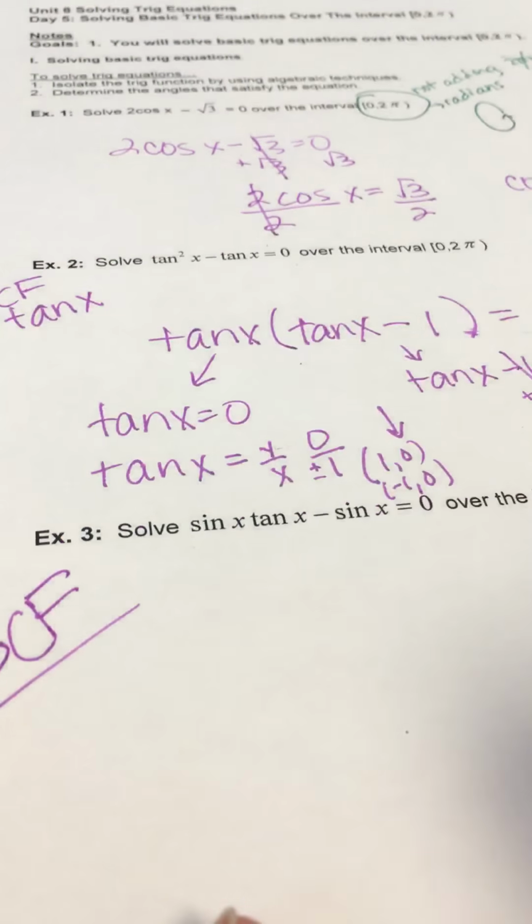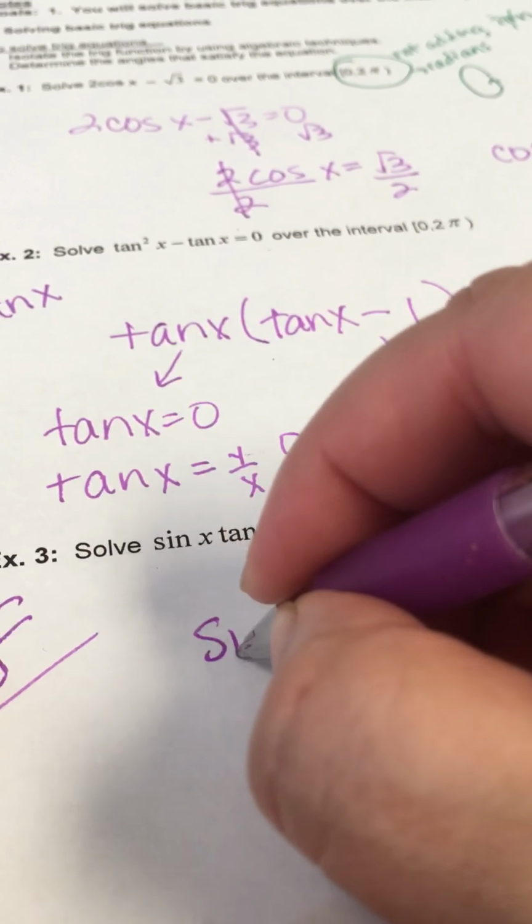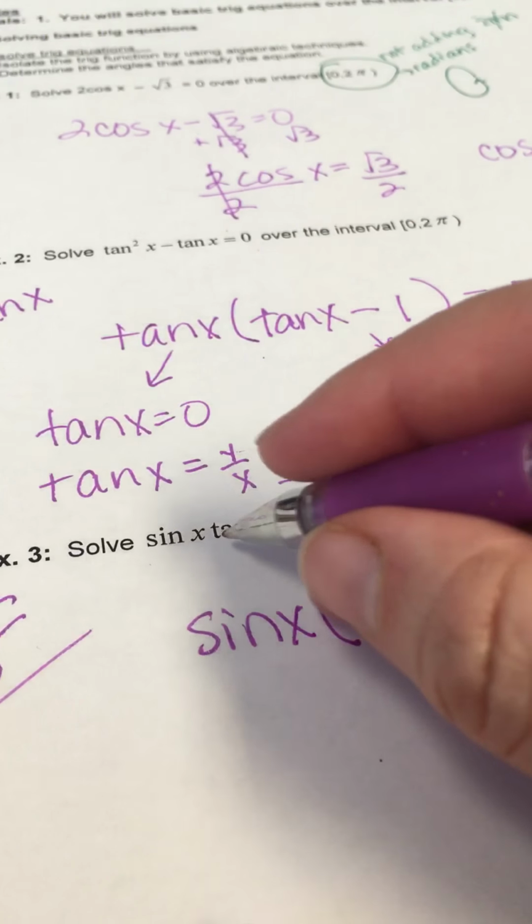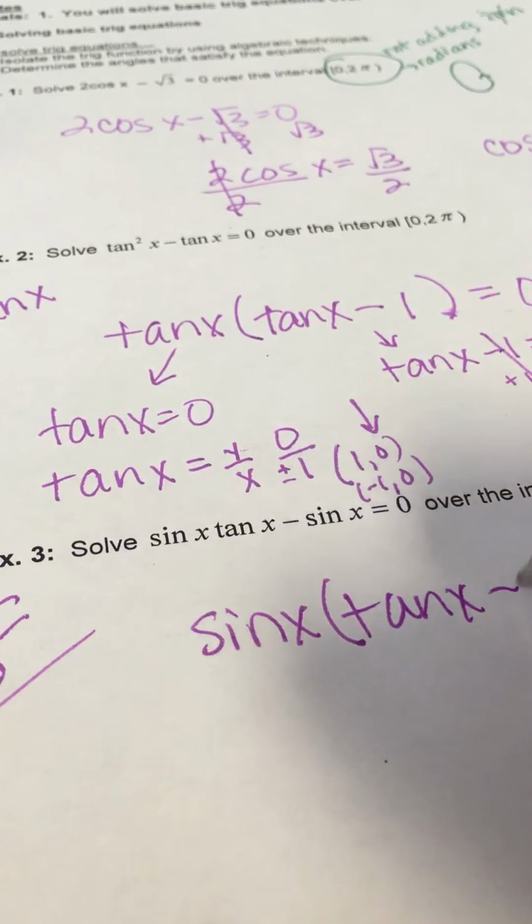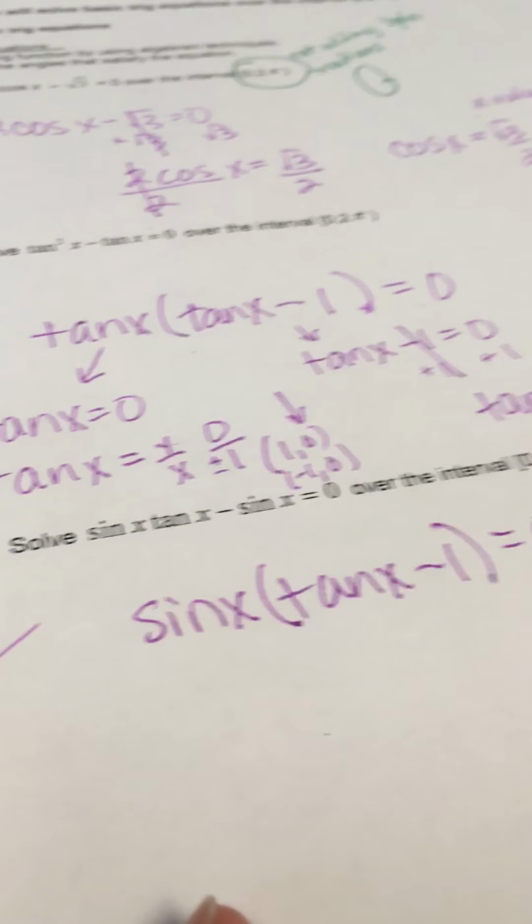If you think you're good with that, go ahead and pause the video right now, because on the next one you have sine x tan x minus sine x equals 0. We have another GCF. If you feel like you're good on that, pull it out, see what you can solve, and then keep playing it. Sine x, pull it out, you have tan x minus 1 equals 0.